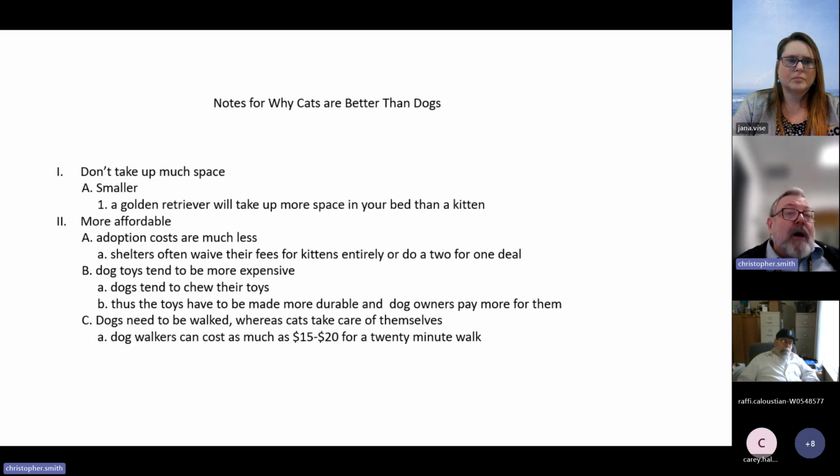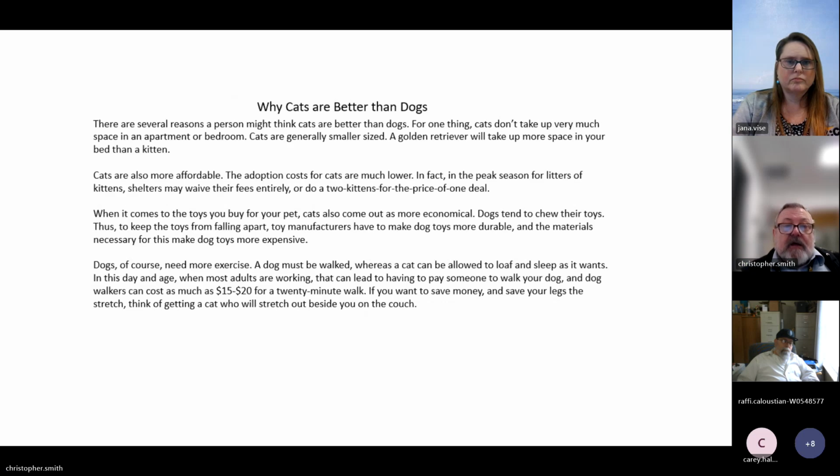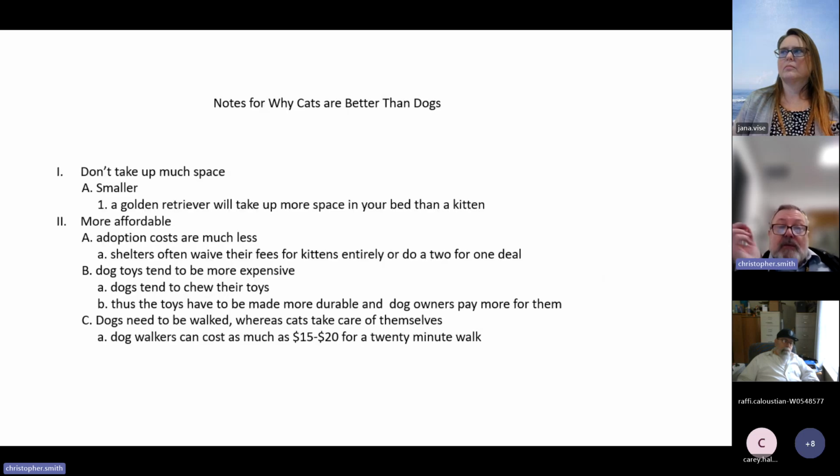Now, I want to talk a little bit about how I broke this down and how I chose to make my notes the way that I did it. I'm going to go back a screen. You'll notice that I broke it down by paragraph. So in my first paragraph, I talked about size. For one thing, cats don't take up very much space in an apartment or bedroom. Cats are generally smaller sized. A golden retriever will take up more space in your bed than a kitten. And I let that be.